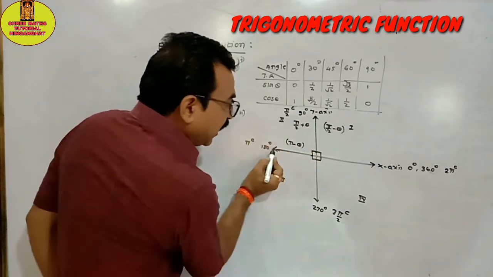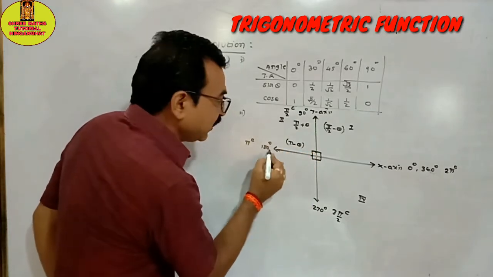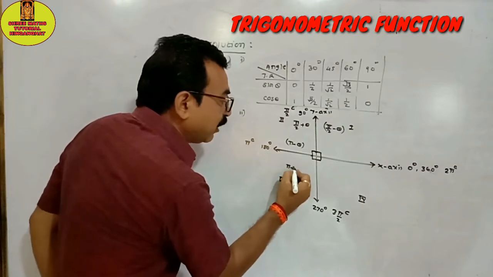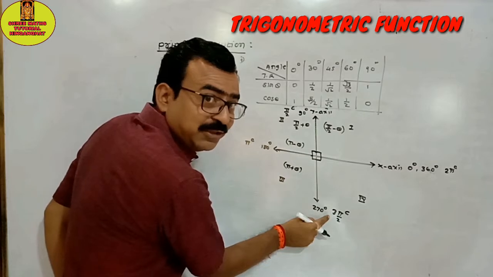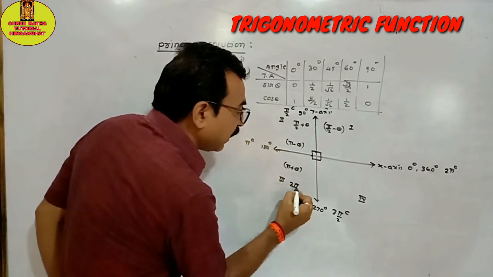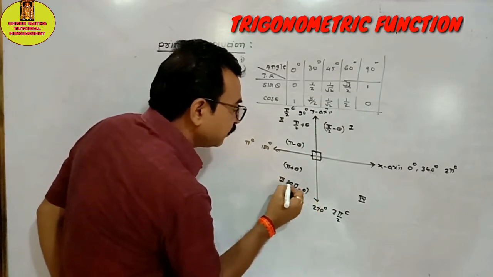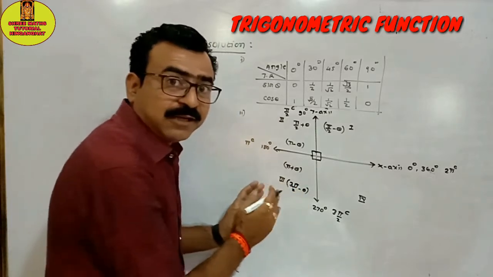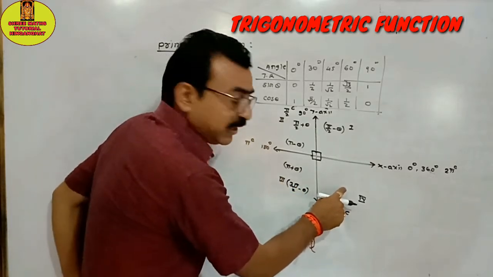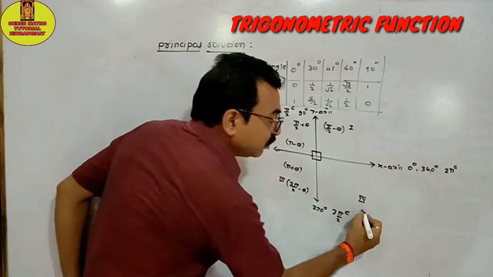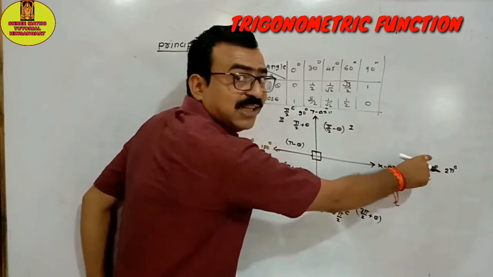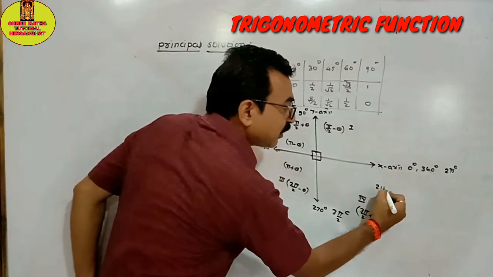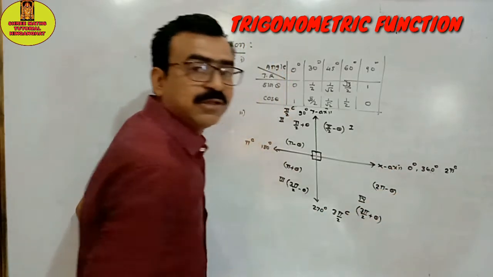Okay. Any angle present in third quadrant is greater than 180, so write down pi plus theta. But it is less than 3 pi by 2, that is 270, so write down 3 pi by 2 minus theta. Okay. Any angle present in fourth quadrant is greater than 270, so write down 3 pi by 2 plus theta. But it is less than 360, so write down 2 pi minus theta.